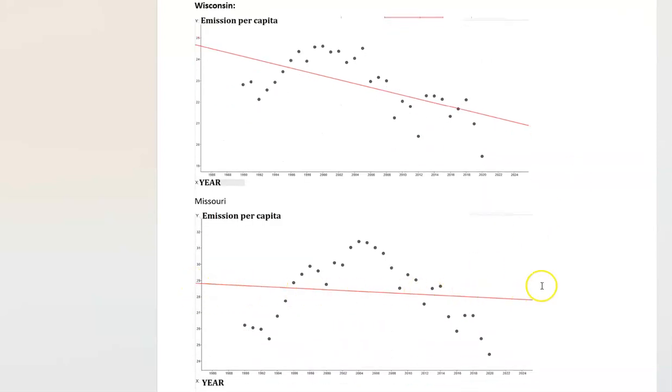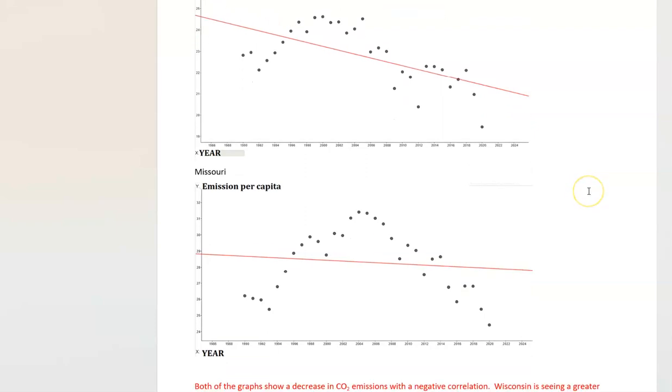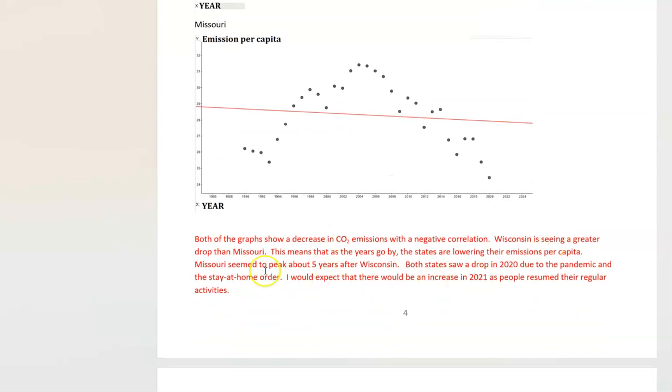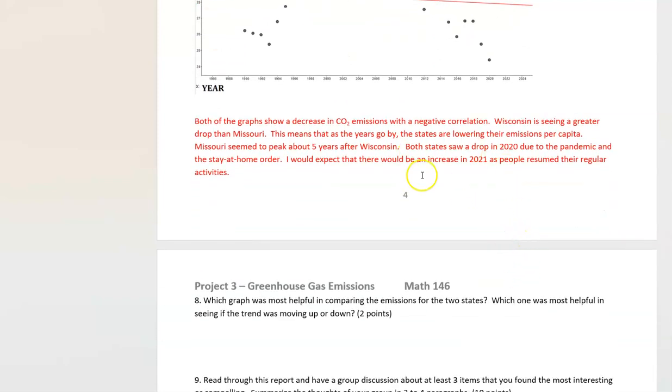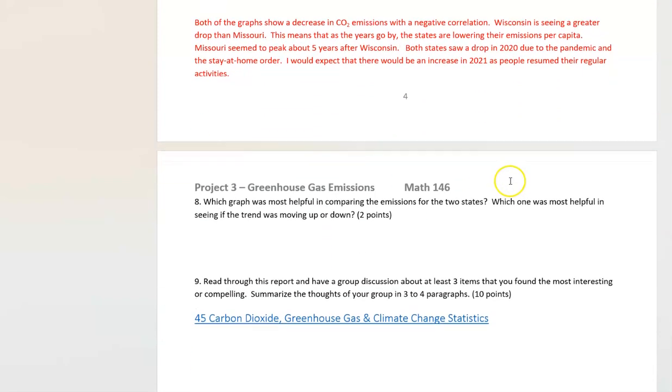I included the line there so I could see what's actually happening. Negative, you would see a line that goes down from left to right. Positive would go up from left to right, and no correlation would be a flat line. And so there I answered that question.